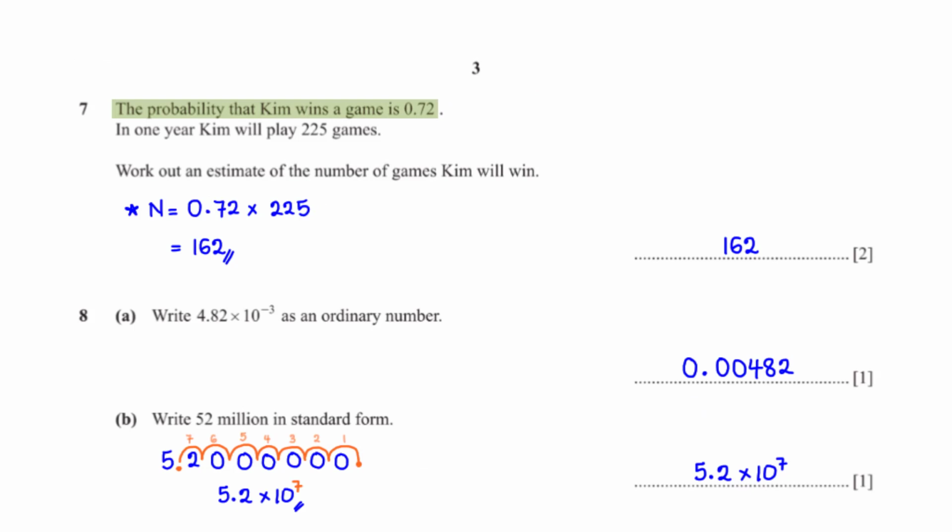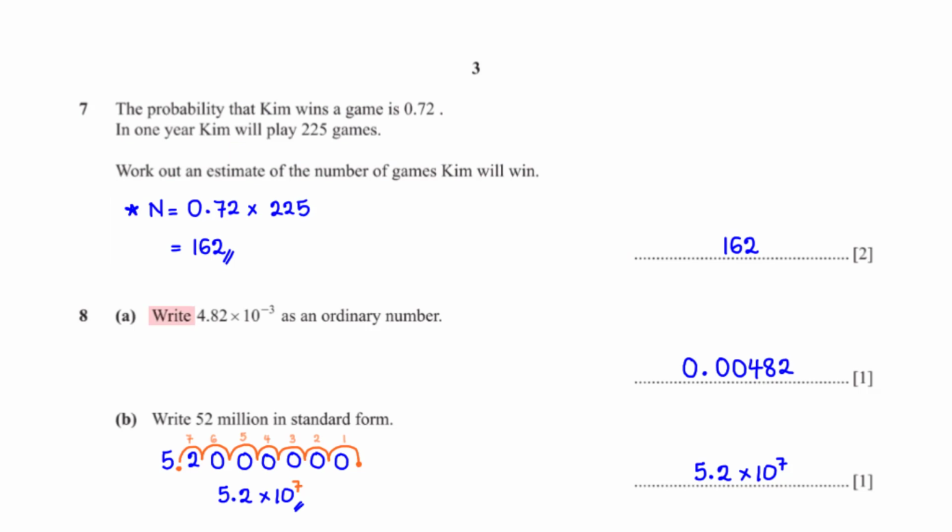The probability that Kim wins a game is 0.72. In 1 year, Kim will play 225 games. Work out an estimate of the number of games Kim will win. To get this number, we simply multiply the probability that she wins a game, which is 0.72, by 225, which is equal to 162.